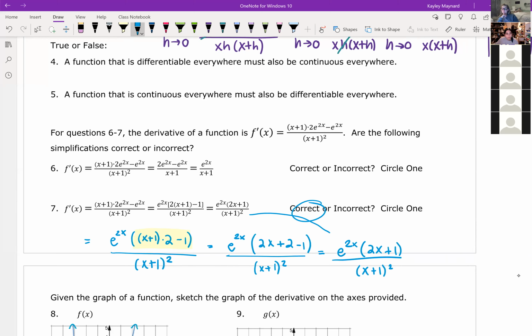Okay, so let's talk about why 6 is incorrect. If we're looking at the work here, the first step they did was it looks like they canceled out the x plus 1. So it looks like they canceled out the x plus 1 with one of the x plus 1s in the denominator. Does anyone have any ideas of why this is an incorrect move to make in this situation?